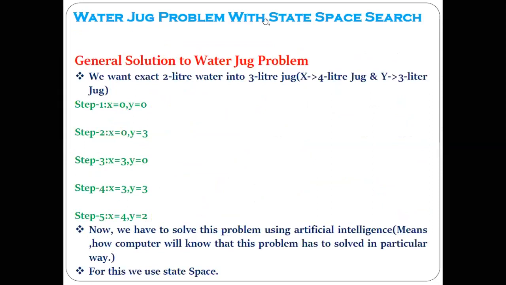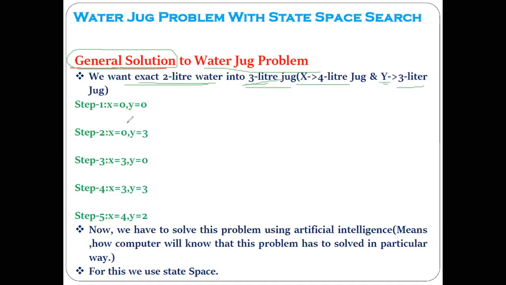Now first we'll solve this problem using a general solution. In the sense that we don't apply any technique of artificial intelligence, and then we try to solve this problem. So we want exactly 2 liters of water in the 3 liter jug. This is our problem, where we are given the X jug, which has a capacity of 4 liters, and the Y jug, which has a capacity of 3 liters. That much is understood, all of you?